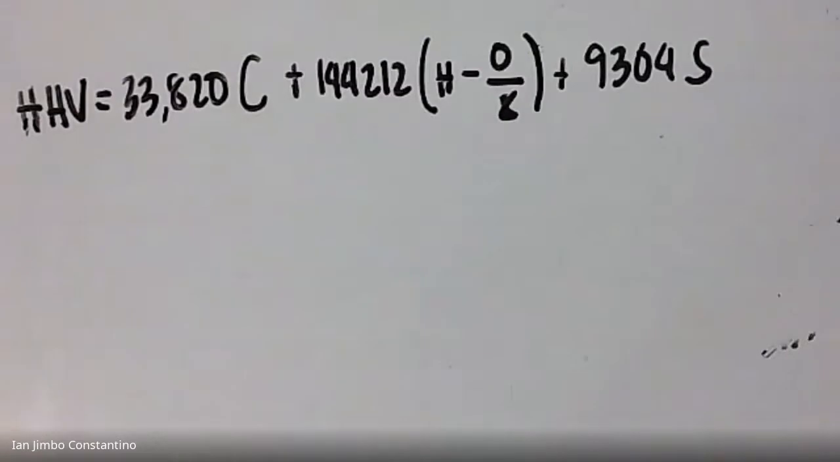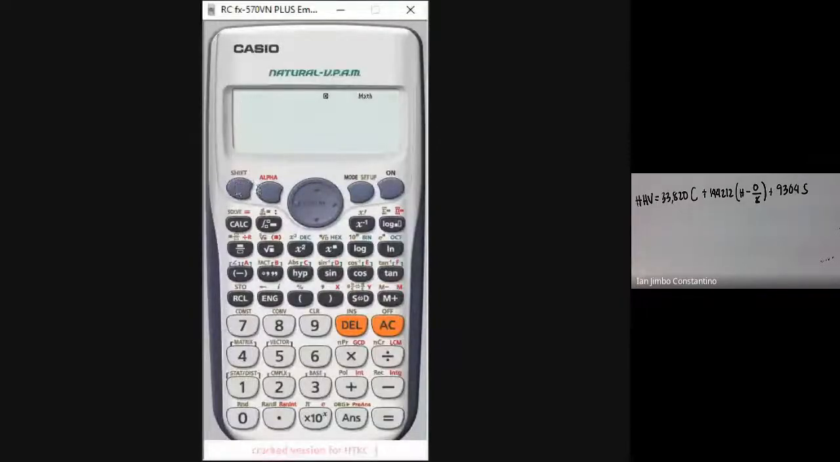Okay, let us solve this. Hold on to your calculators. I will show you. Okay, this is the way you can solve this. So, you will input 33,820, and then you will multiply it. Just make the parenthesis.